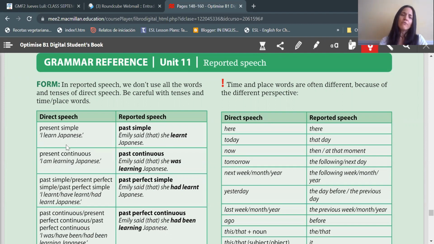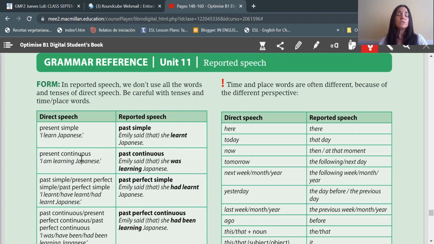So if in direct speech you use the present simple, for example, I learn Japanese, in reported speech, you're going to use the past simple. So it would be, Emily said that she learned Japanese. Yes, you can see that here learn is in present simple and here it's in past simple. And the that is optional. Yes, it can be there or not.